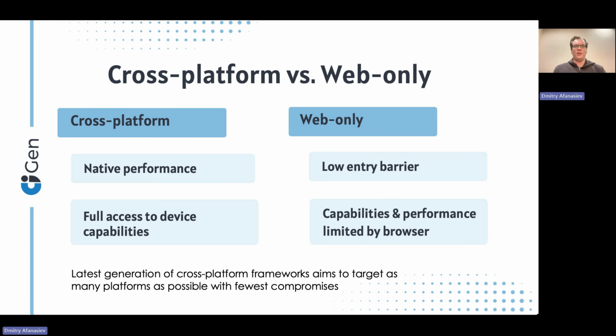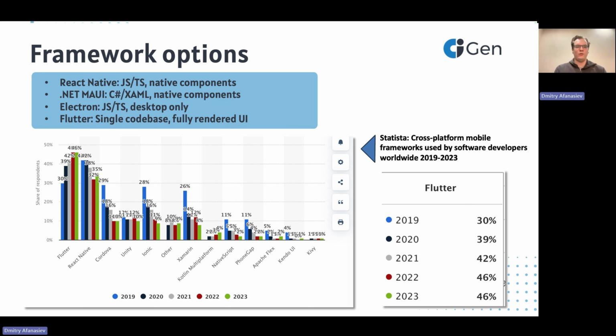And so what the latest generation of cross-platform frameworks was aiming at was to target as many platforms as possible, offer native performance and full access to capabilities, but make as few compromises on UX and on performance as possible. And here we have some options that you may choose if you're considering making a cross-platform app.